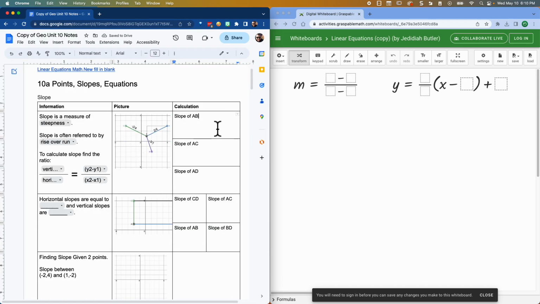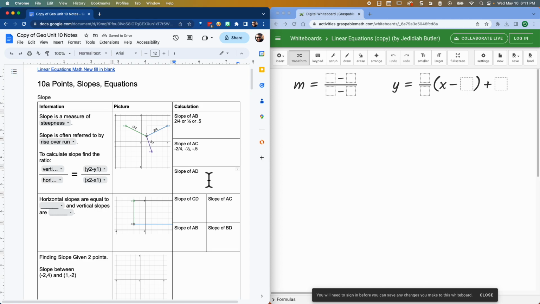And if it were to ask me what's the slope of AB, I would say that that is 2 over 4. Or you could have said 1/2, or any number that was equal to that. You could have even said 0.5. Any one of those works. For AC, that's the green line. That's the negative 2 over 4, or negative 1/2, or negative 0.5. Any one of those would have worked.